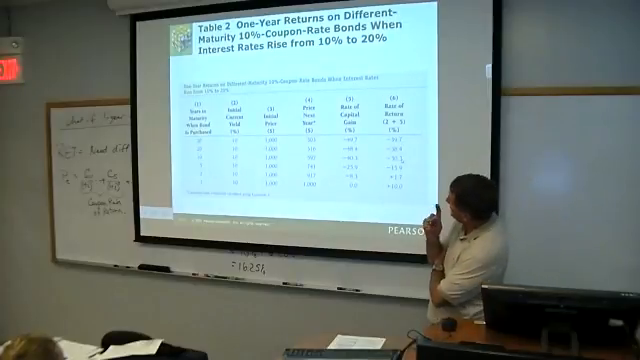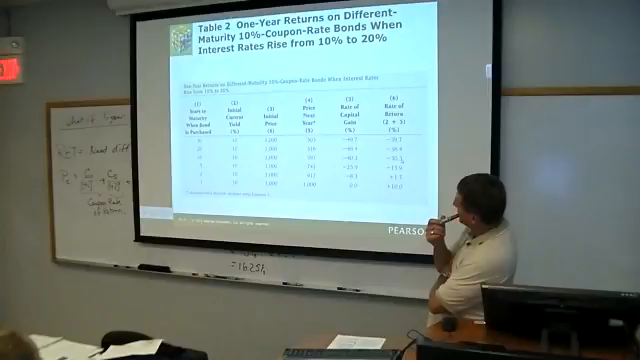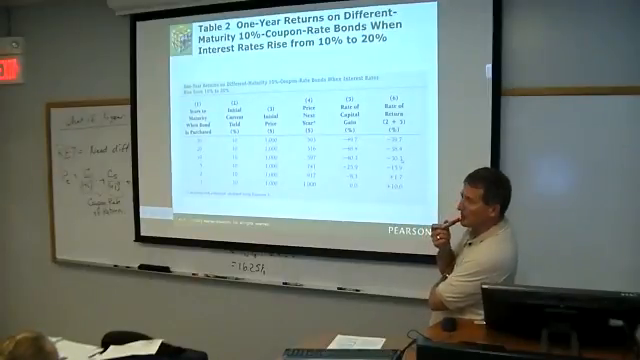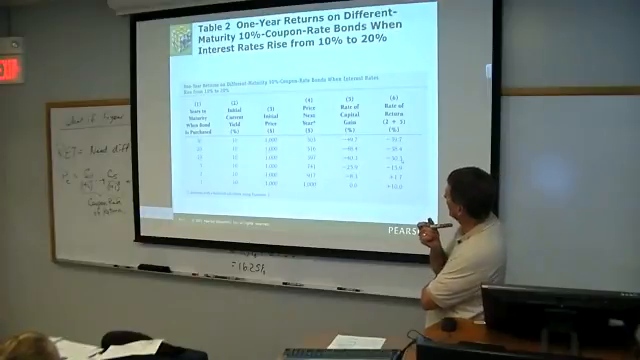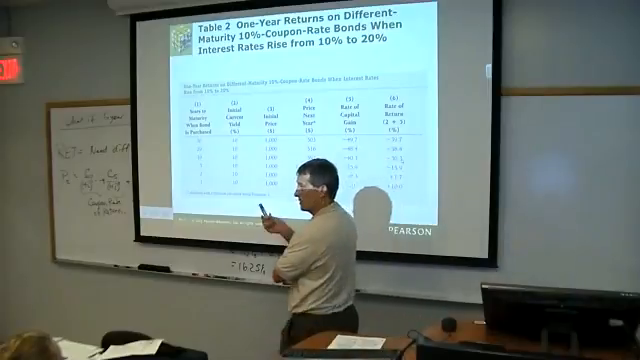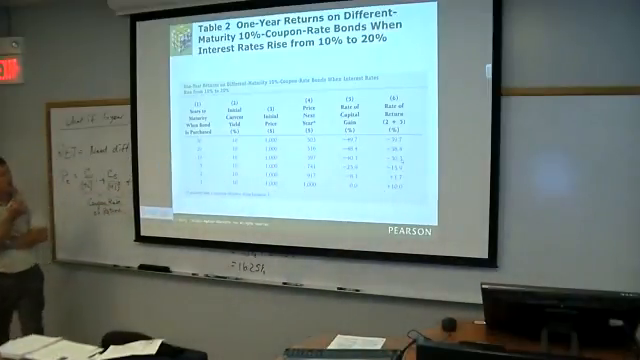So we got 1 year returns on different maturity coupon bonds. Now the initial current yield was 10%, so what is the coupon payment? What's the C in this case, the coupon payment? 100, right? So it was a 10% bond, so the coupon rate was 10%, because that was the initial.